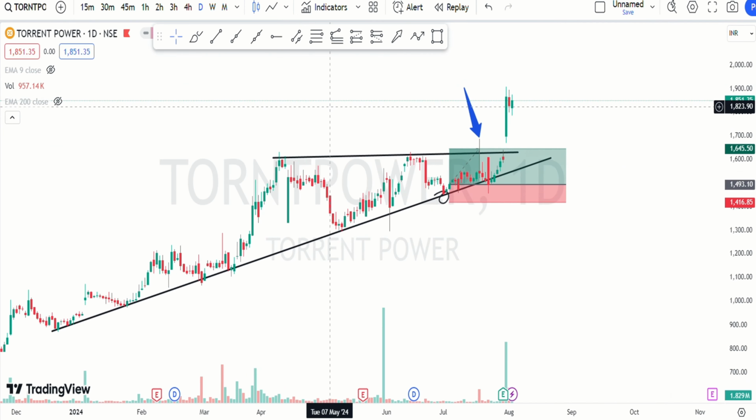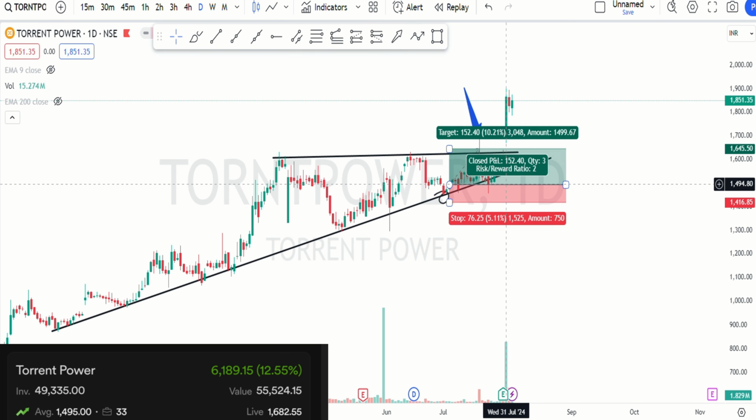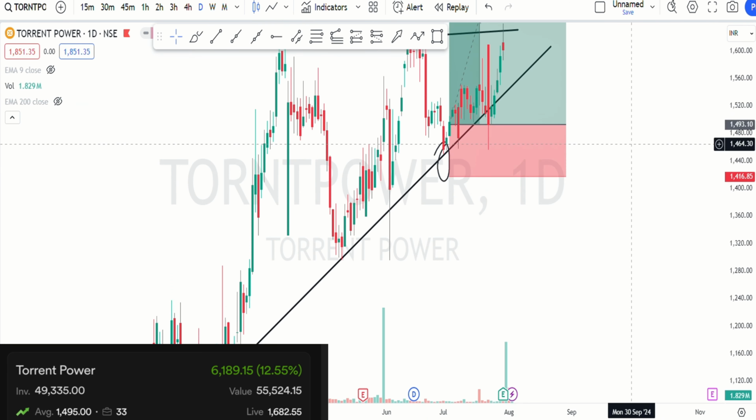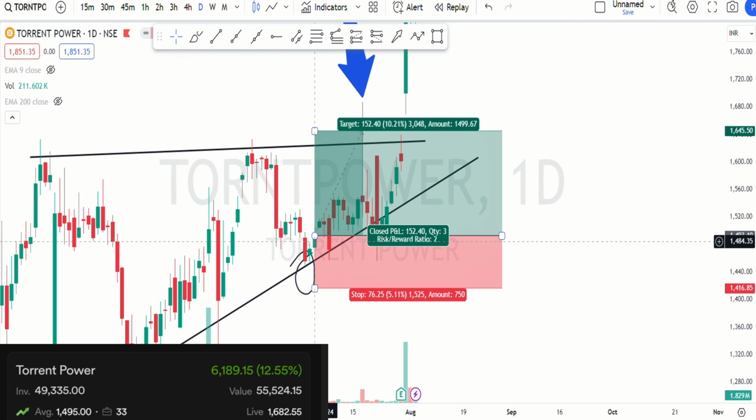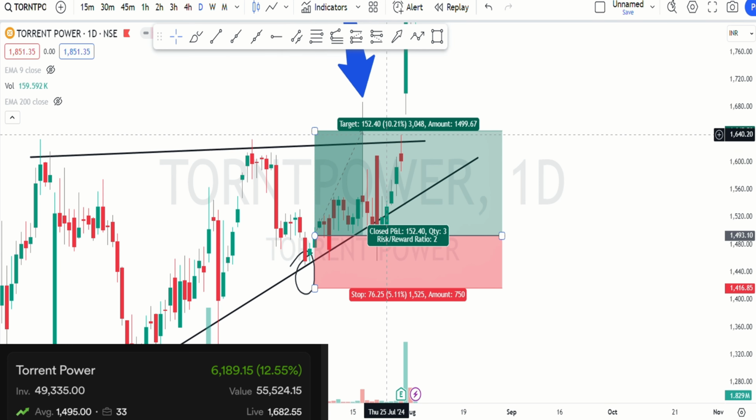So coming back to Torrent Power, I explained it in detail in the YouTube video that I uploaded previously. You can just watch it. So this is just a simple triangle pattern, and then there was a good green color candle at this place. The third time I entered it here, I kept my stop loss below the swing low, and I made 1:3.